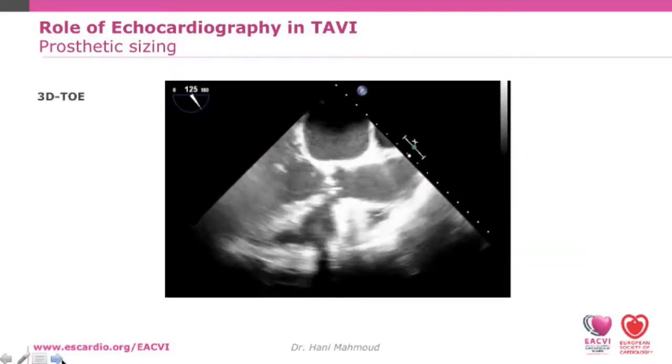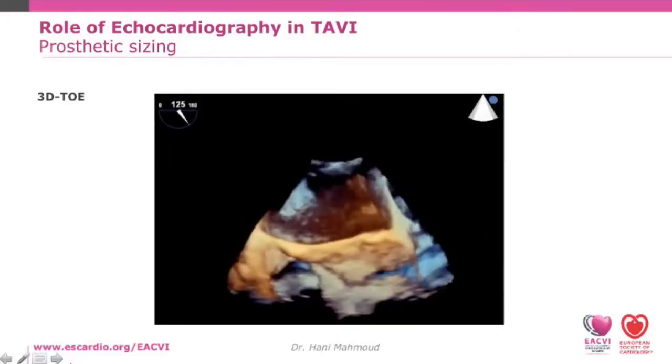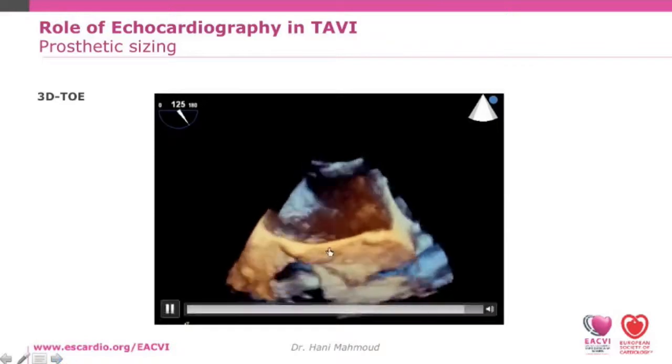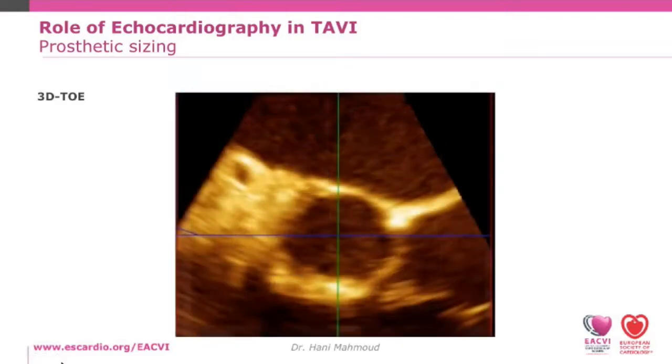If you are using 3D TEE, your mission is much easier. Starting from this view, you can acquire a full volume over 4 beats, and put this in the MPR mode, multiplanar reformatting mode, and align your lines exactly at the annulus level that you are interested in, and you will get a very clear en face short axis view of the aortic valve annulus.